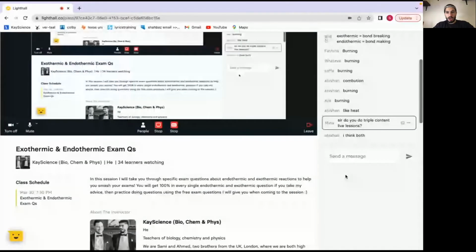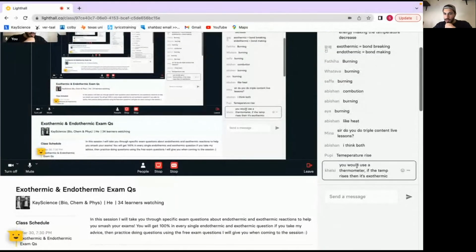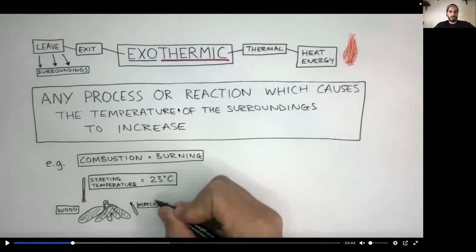How do we measure the change in temperature? Does anybody know? How though? You use a thermometer? Okay, so that, Kelsey, is good. We need to do a little bit more detail. Let's look at the mark scheme.